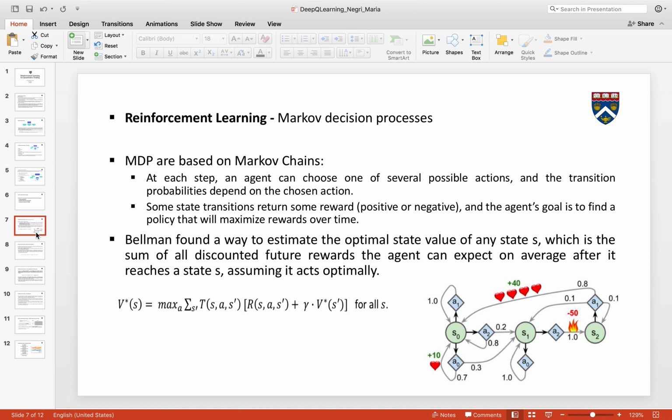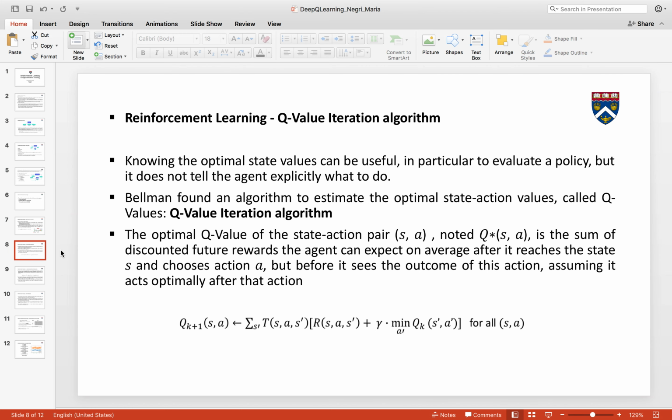Bellman found a way to estimate the optimal state value of any state S, which is the sum of all discounted future rewards the agent can expect on average after it reaches a state S, assuming, which is something very important, it acts optimally. Value iteration estimates are guaranteed to converge to the optimal state values corresponding to the optimal policy.